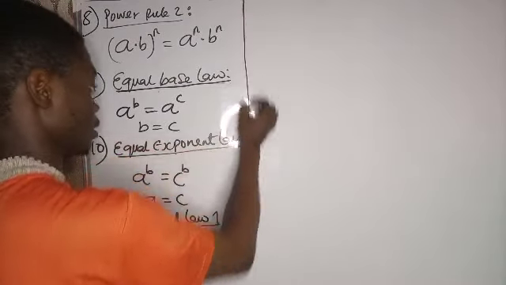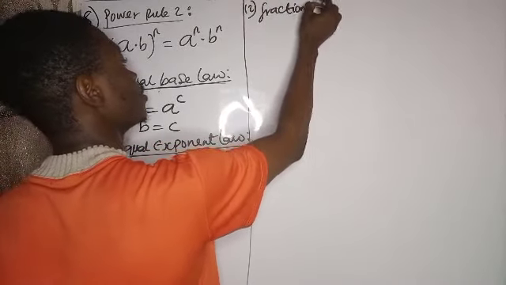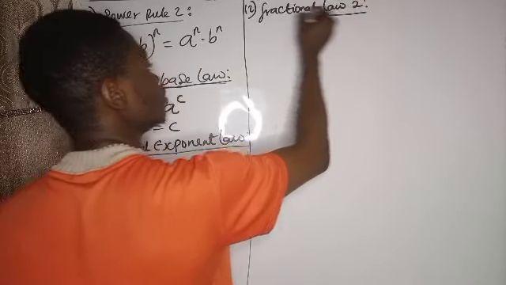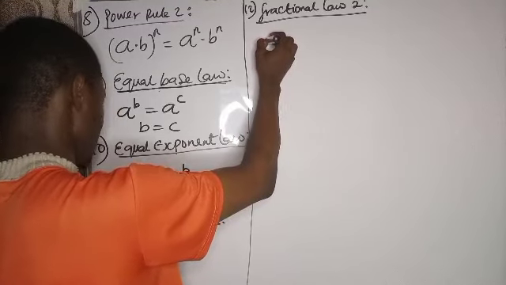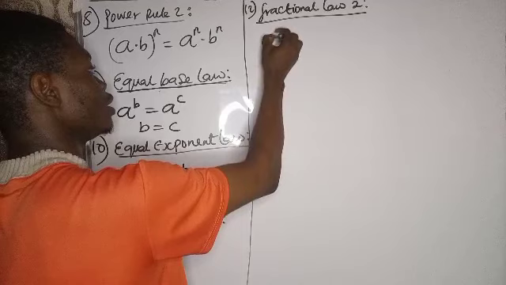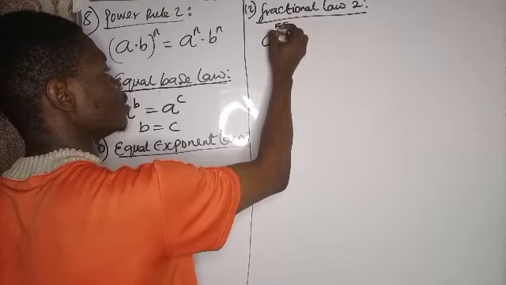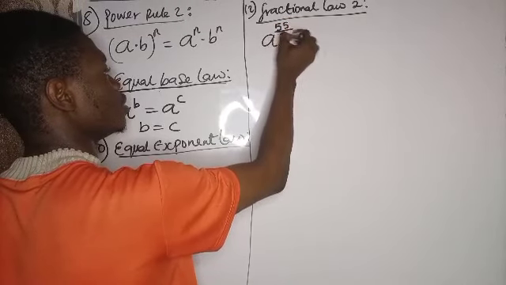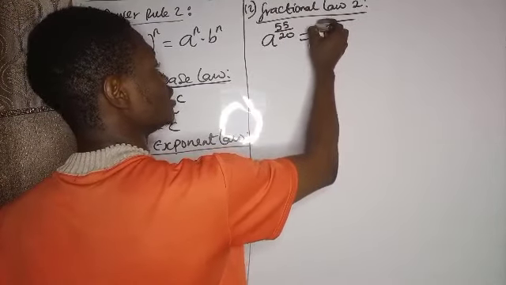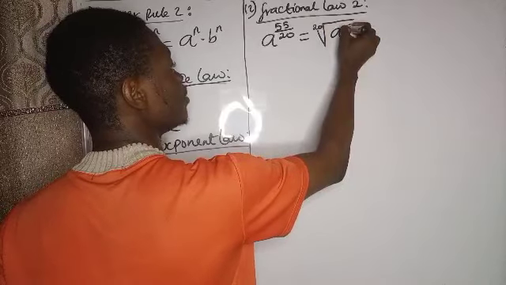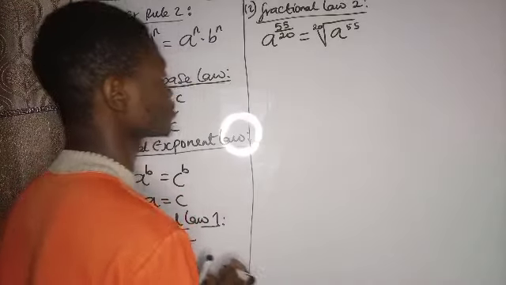So number 12, fractional law 2. It's telling us that if you have something like a raised to the power of 55 all over 20, that is equal to the 20th root of a raised to the power of 55. This is fractional law 2.